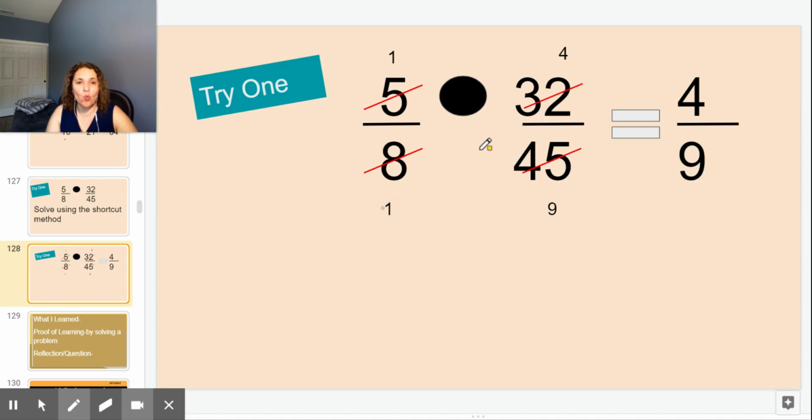8 divided by 8 is 1. 32 divided by 8 is 4. And now 1 times 4 is 4. And 1 times 9 is 9. 4 ninths. And I can't simplify any further. Okay.